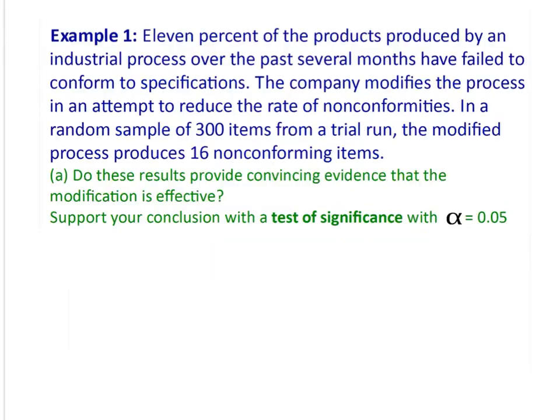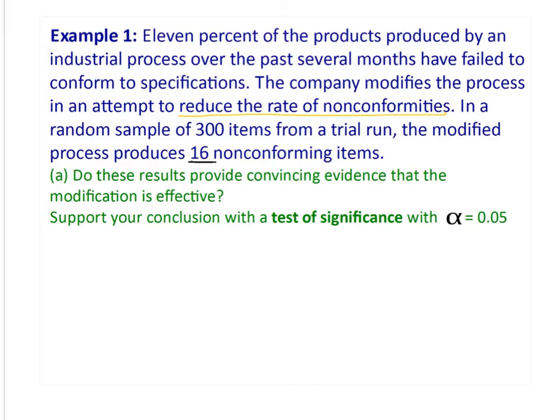Let's put them into a problem. So example 1, and we have 1 example today, says 11% of the products produced by an industrial process over the past several months have failed to conform to specifications. The company modified the process in an attempt to reduce the rate of nonconformities. In a random sample of 300 items from a trial run of the modified process, 16 nonconforming items were produced.